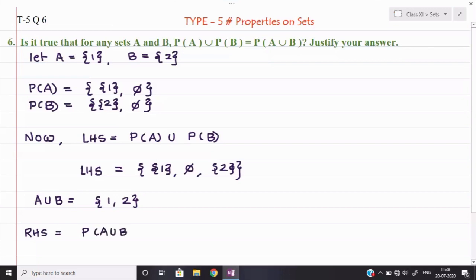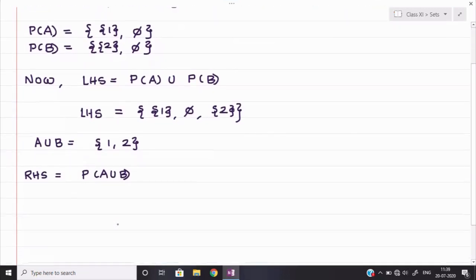So the power set of A union B means the collection of all the subsets. Let us try to make the subsets of A union B. The first one will be only {1}, because a single element can also form a subset. So {1} and {2} will be the two subsets. The third one, I will take both of them, so {1, 2}, and the last one will be the empty set. So this will be the value of RHS.